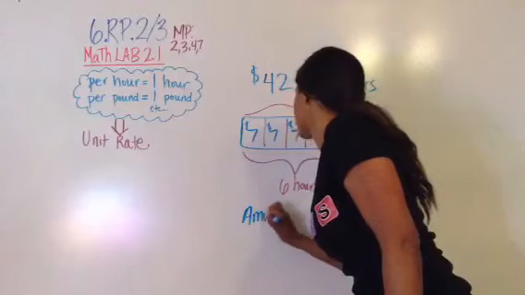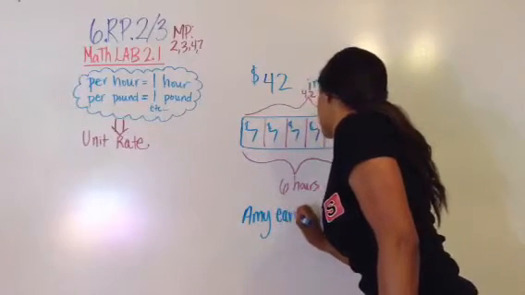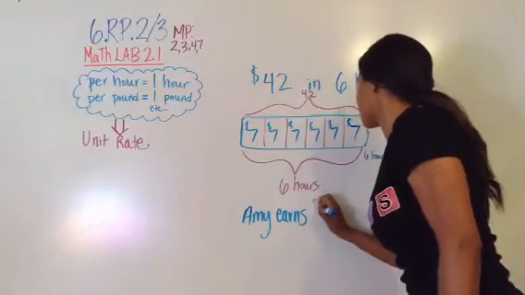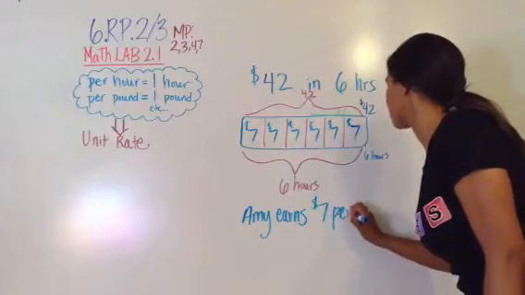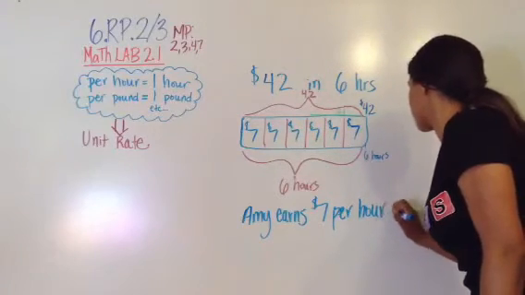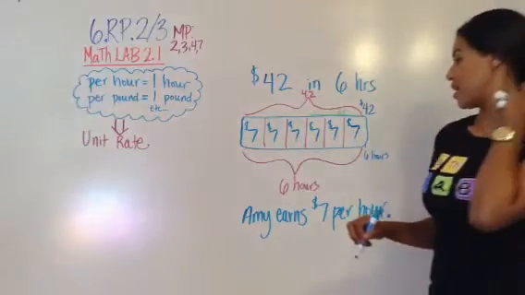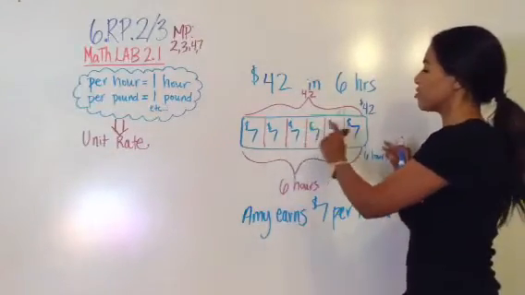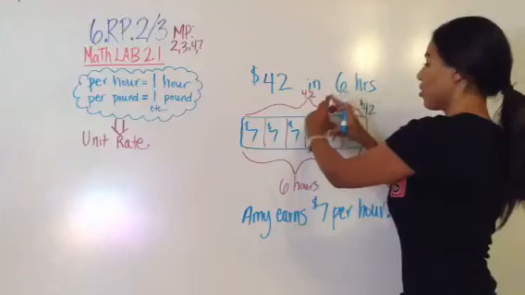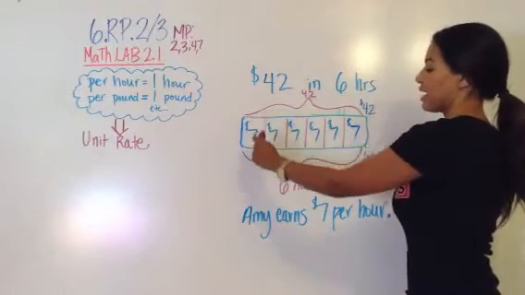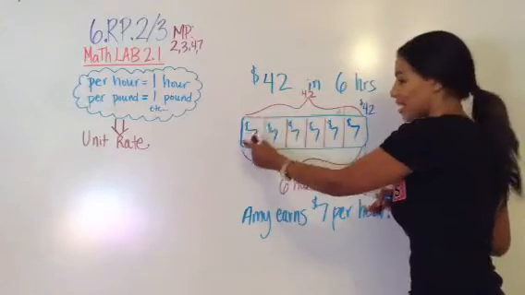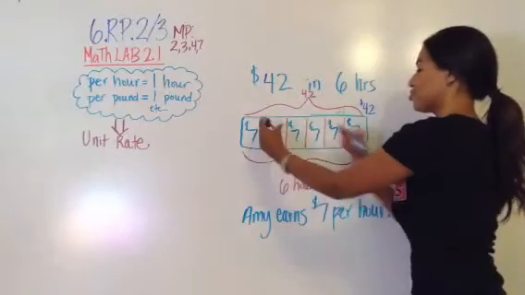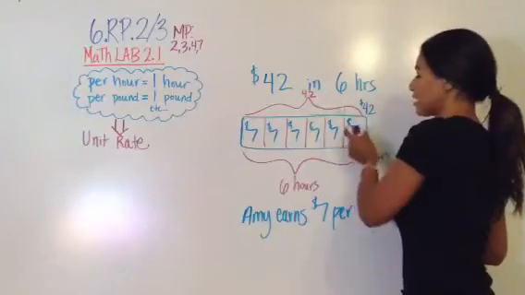Amy earns $7 per hour. Period. Okay? So basically, we use this tape diagram, this bar model, to think about how the whole $42 can be, in a sense, segmented here into 6 hours and what each would represent.